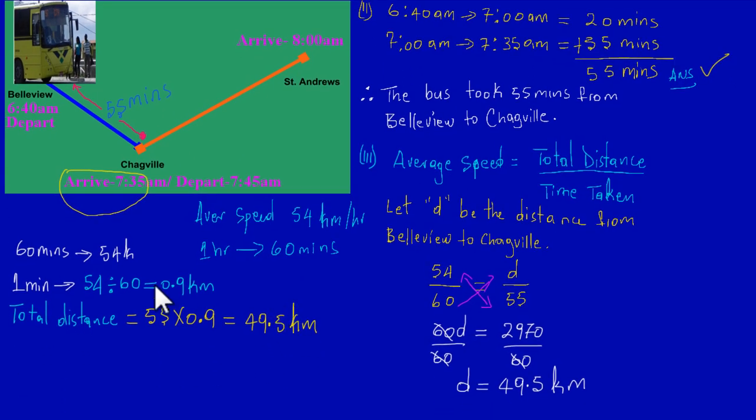If I should scroll down a little bit, you would see for yourself here that we arrived at the same answer. Here we had 49.5 kilometers for our answer when we use the second method, and here when we use the first method we got the same answer. So feel free to choose any method that you want to.